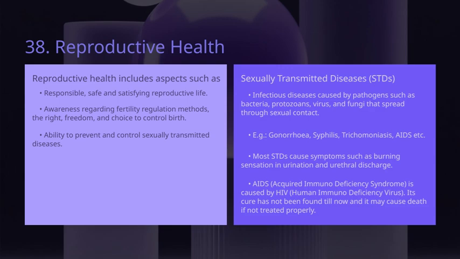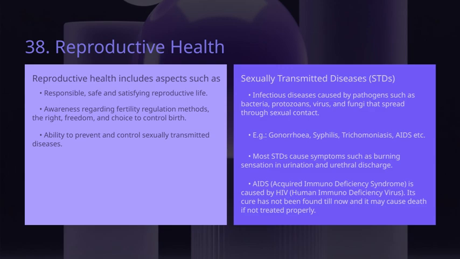Most sexually transmitted diseases, or STDs, tend to cause specific symptoms like a burning sensation during urination and urethral discharge. These symptoms are signs that something's not right and need medical attention. Some common examples include gonorrhea, syphilis, trichomoniasis, and of course, AIDS itself. STDs are infectious diseases caused by various pathogens, bacteria, protozoans, viruses, and fungi, that spread through sexual contact. This makes awareness and prevention crucial in controlling their spread.